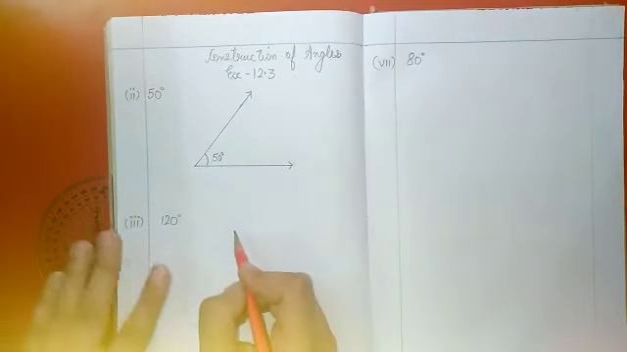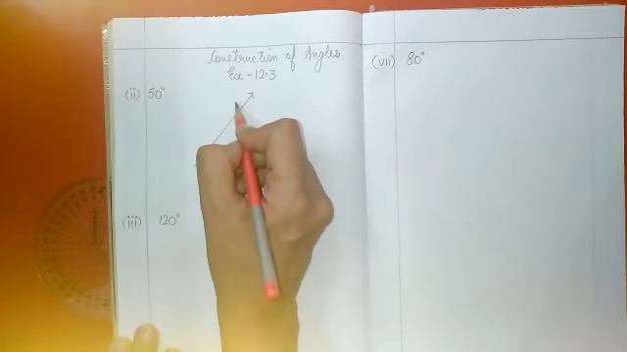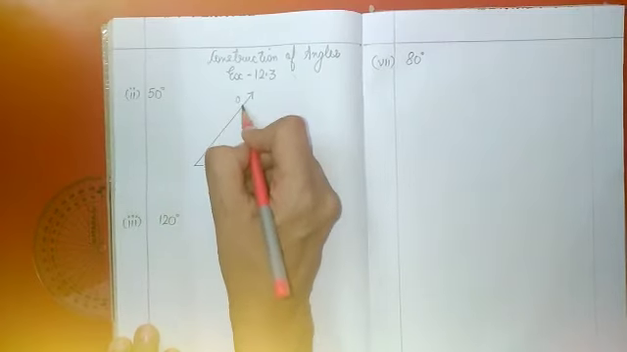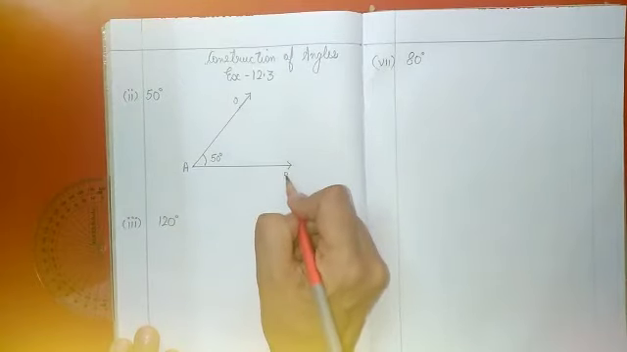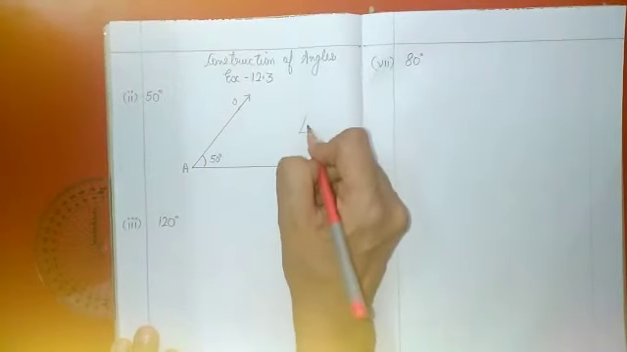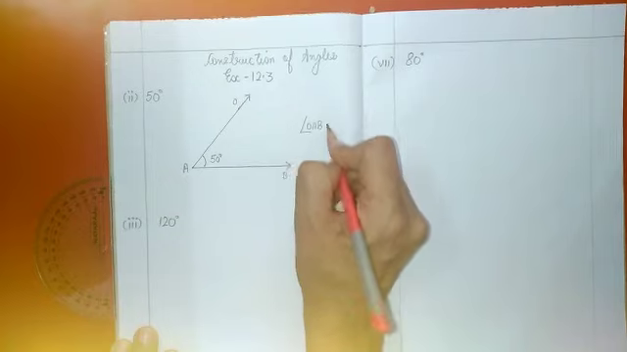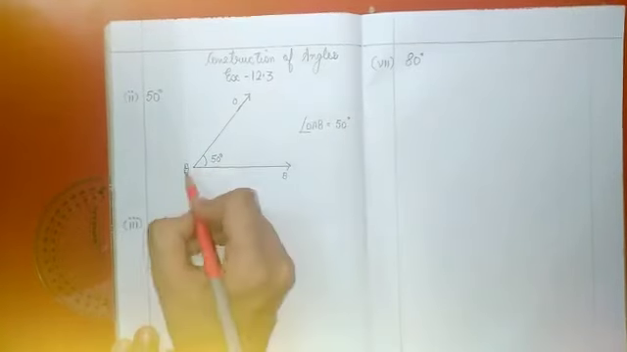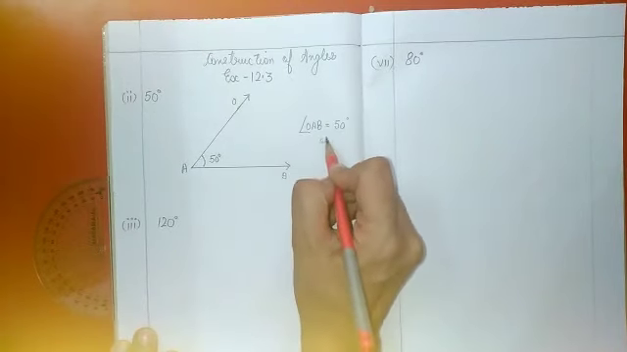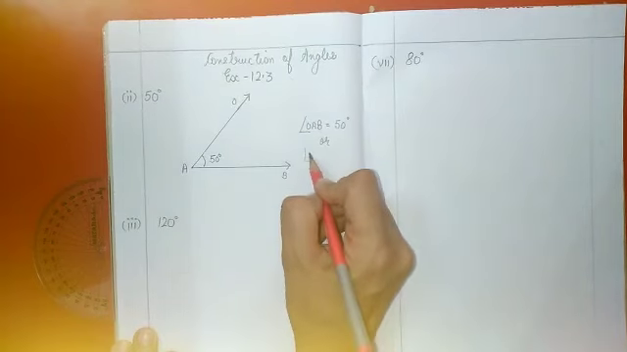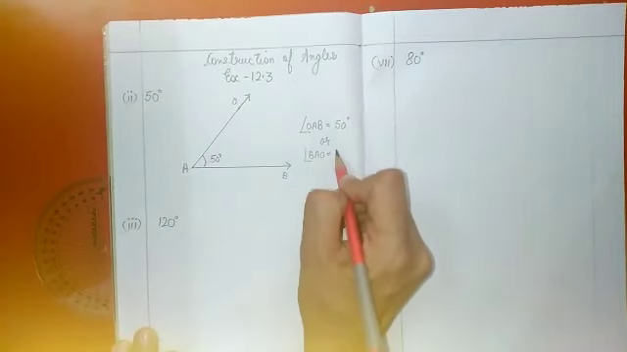As I've already taught you, whenever you draw a ray or a line segment or an angle, you have to give it a name. Let's name this point O. Let's suppose this is my vertex A, and this is my point B. So what is the name of this angle? We always denote an angle with this symbol: angle OAB, which is 50 degrees, and the vertex will always be in the center. You can write it as angle OAB equal to 50 degrees, or you can also write it as angle BAO. In either way, this is correct.